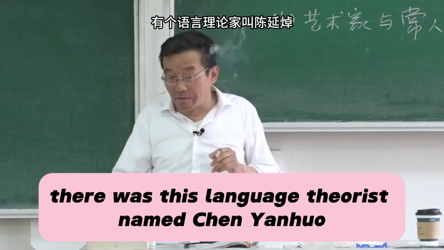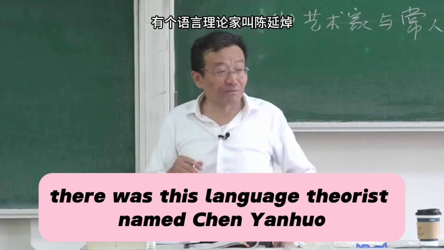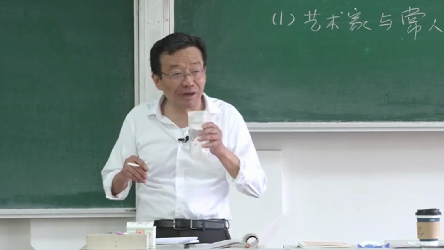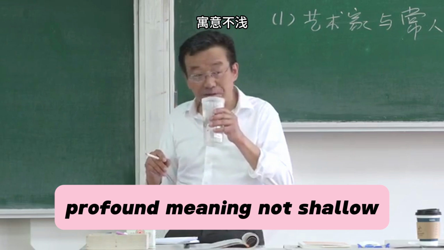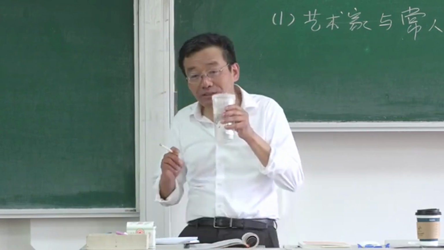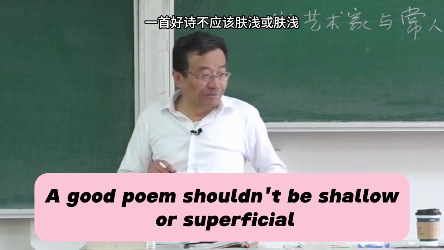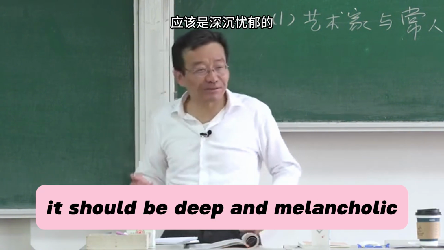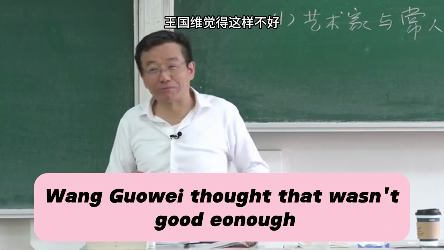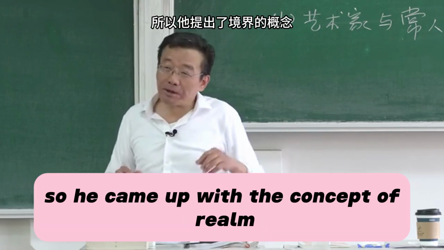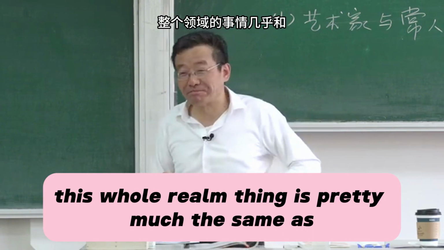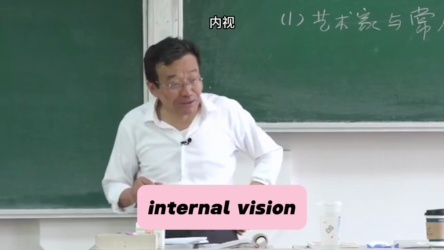Before him, there was this language theorist named Chen Yanhuo, 19th century CE. What term did he use? Profound and melancholic, profound meaning not shallow, and melancholic meaning not superficial. A good poem shouldn't be shallow or superficial, it should be deep and melancholic. Later on, Wang Guowei thought that wasn't good enough, so he came up with the concept of realm. Actually, this whole realm thing is pretty much the same as internal vision.